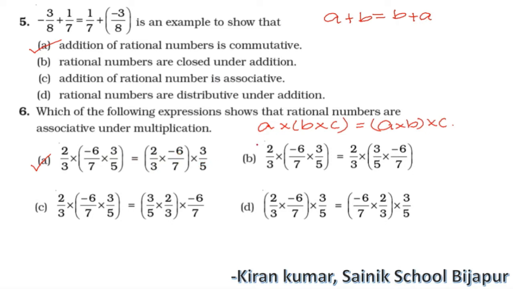A into B into C equal to A into B into C. You must observe how I am reading this out. I am giving a pause here. A multiplied to, there is a pause, then B into C is equal to A into B, there's a pause, into C. A into B into C equal to A into B into C. This property is called the associative property under multiplication.